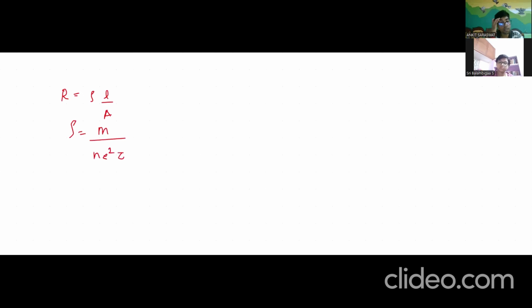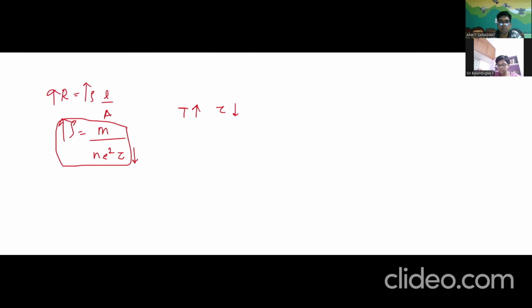Clear? This is for metals. The resistance formula is valid everywhere, but this is for metals. For metals you have learned that on increasing temperature, resistance also increases. This is what you have learned. Why? Because on increasing temperature, tau increases or decreases? Decreases. Very good. Tau decreases, then rho increases, then R increases. Clear? Yes, sir. This question is asked in competitive exams.